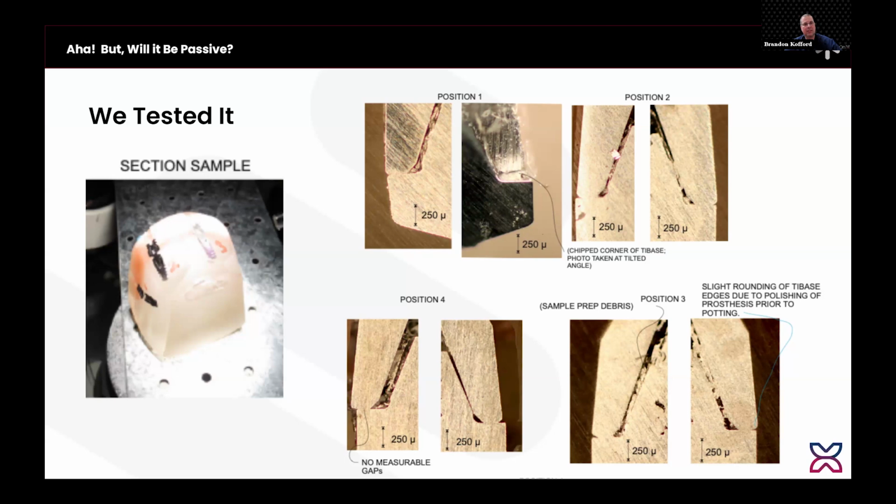Then I embedded the whole system in acrylic and I cross-sectioned it. And what you see here is metal on metal. So here we have the Ti base metal seating on the seat of the abutment. In this first image, position 1, you see we chipped in the process of cross-sectioning it. I chipped the corner of the Ti base. But if you look at the tilted angle, you can see that it's metal on metal. And then on position 2, 4, and 3, it's very obvious, metal on metal. This is passive. It is as passive as the prosthesis was made for the abutments.